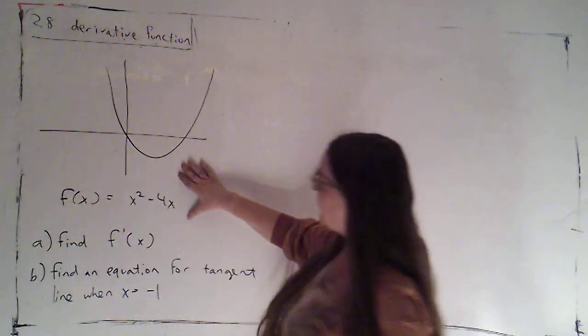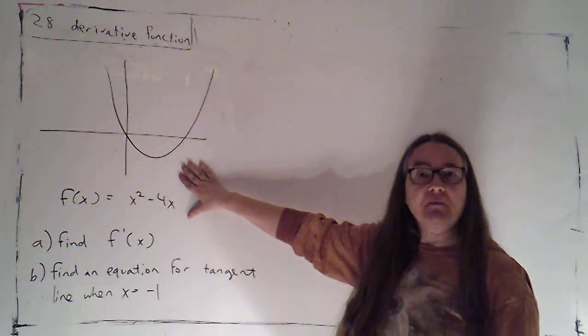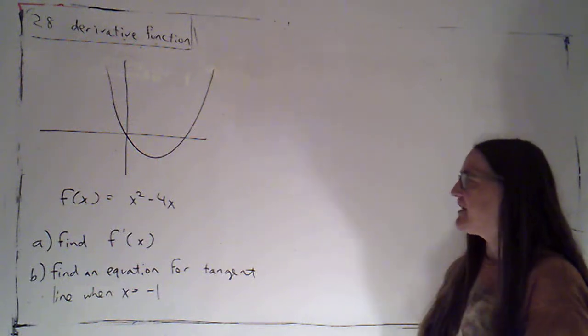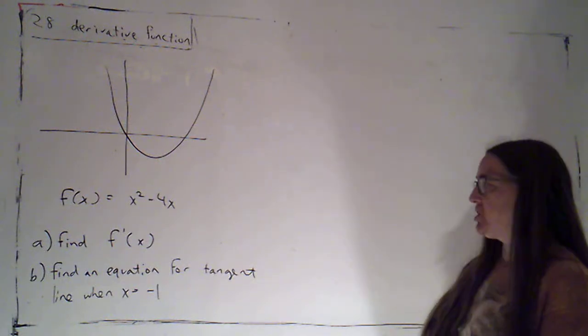We have a two-part problem on the board. We've got this function, f of x equals x squared minus 4x. That's just this parabola that I've drawn a rough sketch of here. And we've got two things we're asked to do.